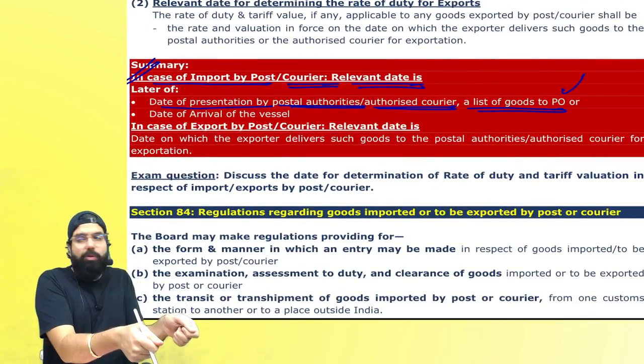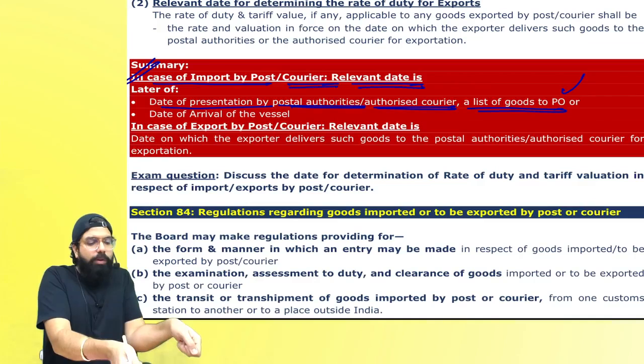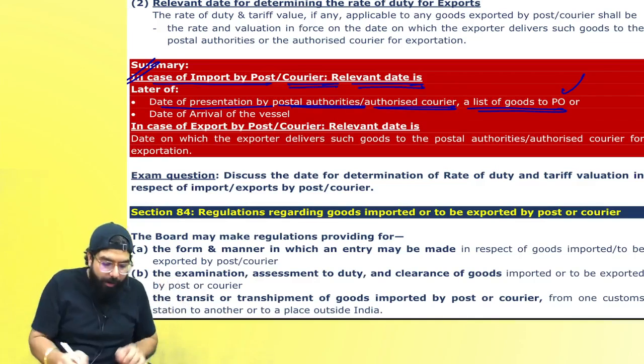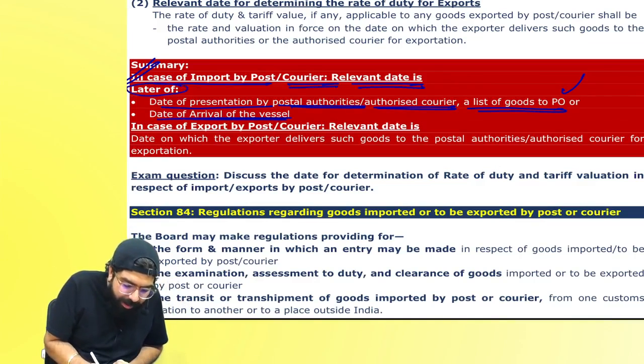When you give the list to the proper officer saying, sir, these are the goods that have come by post or courier, or the actual date of arrival of the vessel, whichever is later.